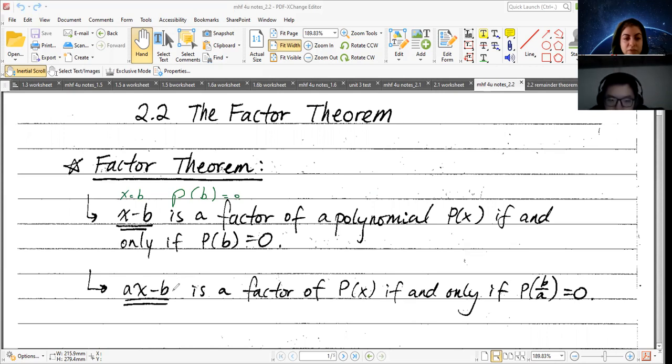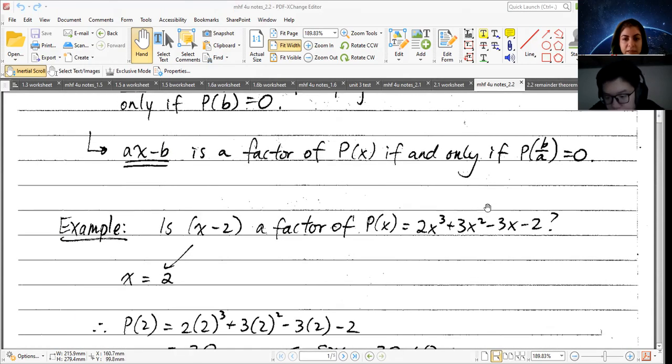The same thing here. If ax minus b is a factor of p(x), the zero of ax minus b: bring the b to the other side, divide both sides by a. So it's going to be x equal to b divided by a. Therefore, p(b/a) is equal to the remainder. Since this is a factor, I know the remainder is going to be 0. So p(b/a) is 0. So this is the factor theorem again.